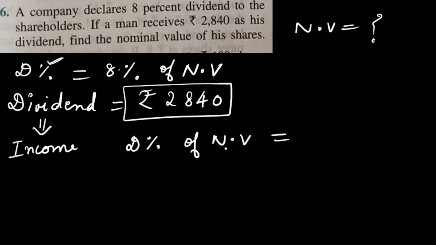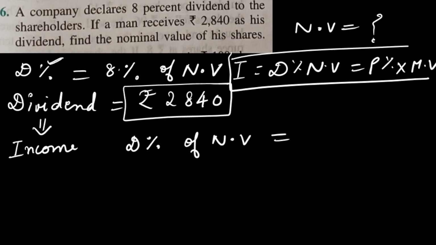This I have explained to you earlier also, when we used this formula, dividend percent into nominal value is equal to profit percent into market value. Both of these things are equal to dividend or income or return in terms of rupees, while these are in percent form. So here we will utilize this thing now.